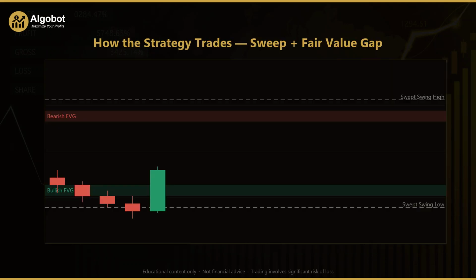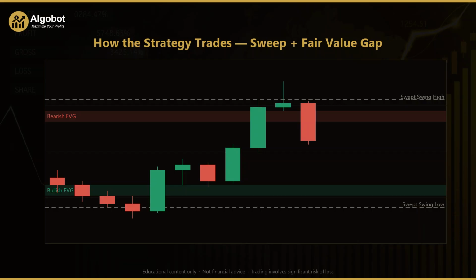Let's walk through this illustration from left to right. Notice there is no oscillator panel here, because this strategy reads pure price action. On the left, the early candles carve out a swing low, marked by the lower dashed line. Then watch candle 4. Its wick spikes down through that swing low, sweeping the resting sell stops beneath it. That is the stop hunt. Immediately after, a powerful bullish displacement candle fires upward, so strong that it leaves a clean fair value gap, shown as the green shaded zone.